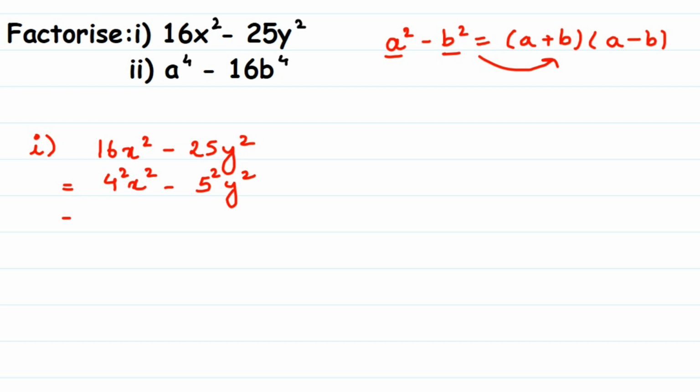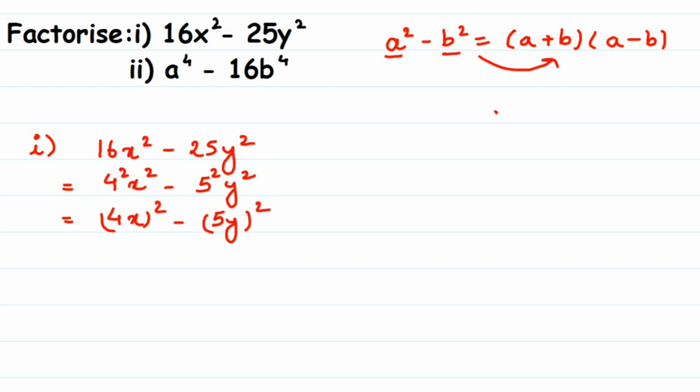Now, I'm going to rewrite this once again as we have 4 square into x square, right? If you have learned exponents, we have this identity. When the bases are different and the powers are same, the bases will get multiplied and the power will remain same. Same thing I'm applying here. It's 4x square minus 5y square.